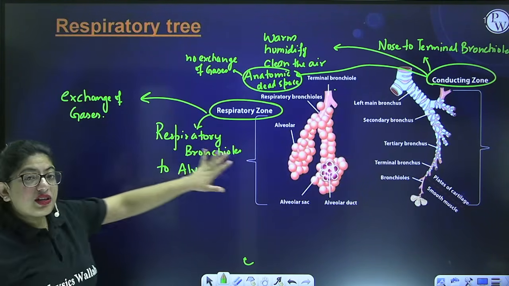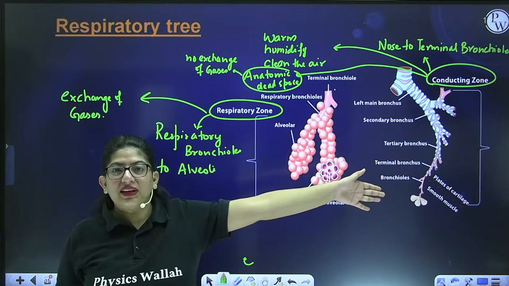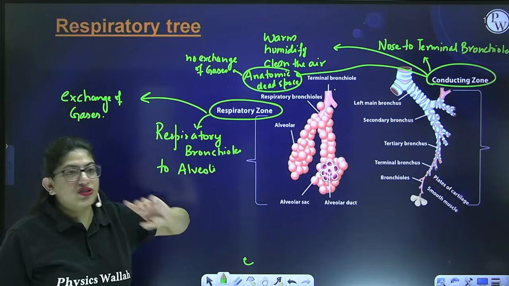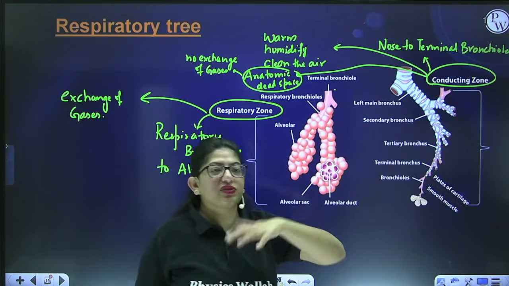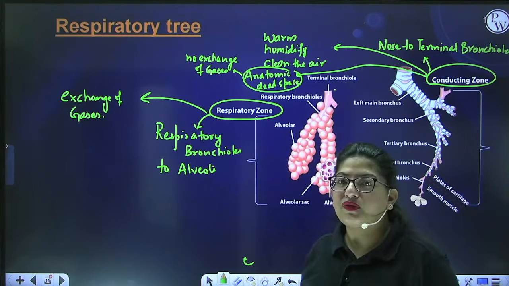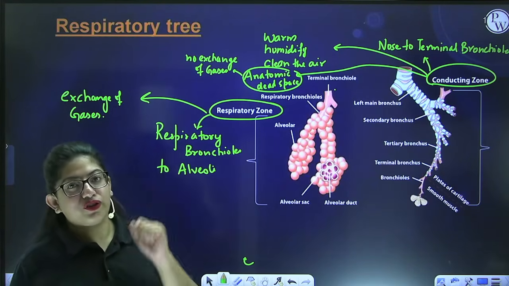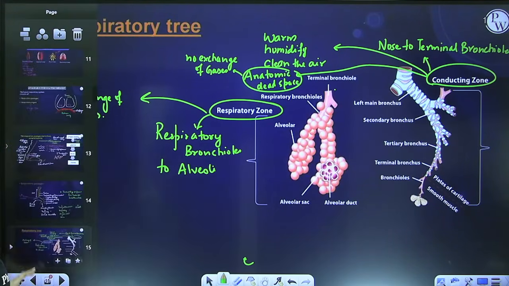But this is a question that was asked in the exam on Sunday. They gave all the functions of the conducting zone, and they asked which of the following functions was not performed by the conducting zone. Then you will say the exchange of gases, or the diffusion of gases.